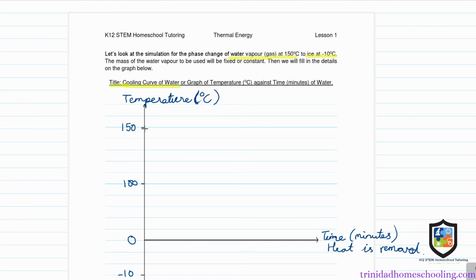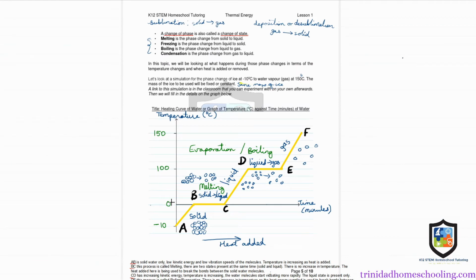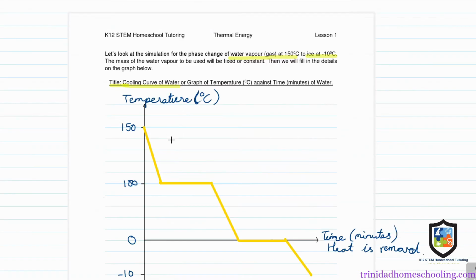So where would we start? We would start here. We are cooling the gas from 150 degrees, decreasing the temperature all the way down to 100 degrees. Here at 100 degrees Celsius, we know there's a phase change, from gas to liquid. Then we cool again all the way down to 0 degrees Celsius, and here another phase change happens, from liquid to solid. Then we cool the solid a little more, down to minus 10 degrees. If we look at the previous graph, it's opposite: we started here and went up, and in this one, for the cooling curve, we start at a high temperature and decrease.